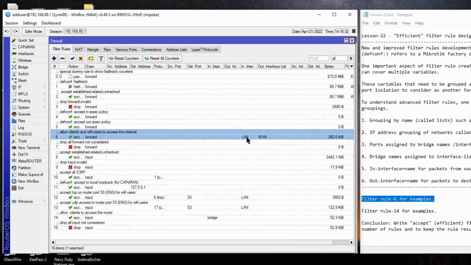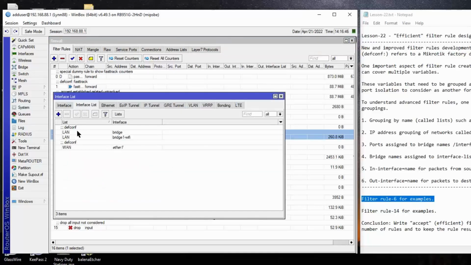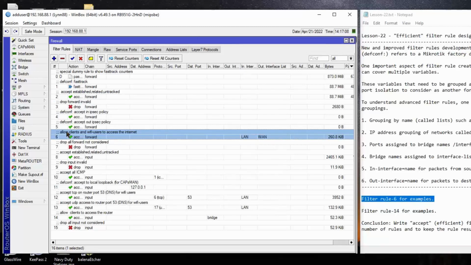But there's more to this story. So what is a LAN? Well, if you go up here to interfaces and you see the interface list, here's what a LAN is. A LAN has two bridges assigned to it, bridge and bridge 1 Wi-Fi, which we discussed earlier. And the WAN has one port assigned to it, Ether 1. So when we're talking about the LAN, we're talking about both of these bridges. And that's why the name up here says allows clients and Wi-Fi users to both access the internet.